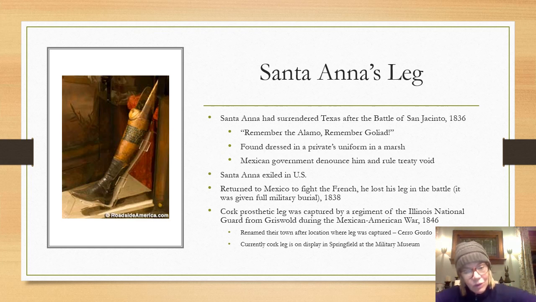And of course, we all know it. It's Cerro Gordo, Illinois, that is not far from here. If you would like to see Santa Ana's leg, I've seen it numerous times. It is in Springfield, Illinois, at the Military Museum there off MacArthur Boulevard. So anyway, just a funny note there.